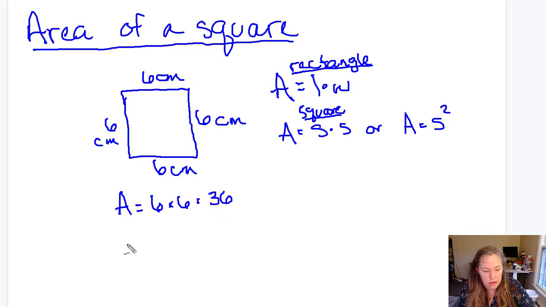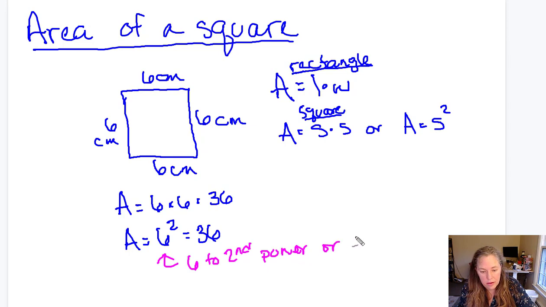We saw that another way of writing that is the area is 6 to the second power, which is 36. Remember that we call this the second power. We sometimes call it squared. Sometimes we call that 6 to the second power, and sometimes we call it 6 squared. The reason we call the second power squared is because you are taking this 6 and literally making a square out of it, and you get 36. So we call second power squared because literally you are squaring it.